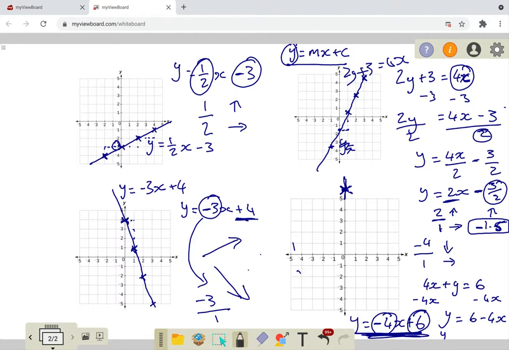So 1 across, 1, 2, 3, 4. Put a point. Again, 1 across, 4 down. 1, 2, 3, 4. And again, 1 across, 4 down. Okay, and that goes off the graph. Then join your points up with a straight line. And you get your line for 4x plus y equals 6.